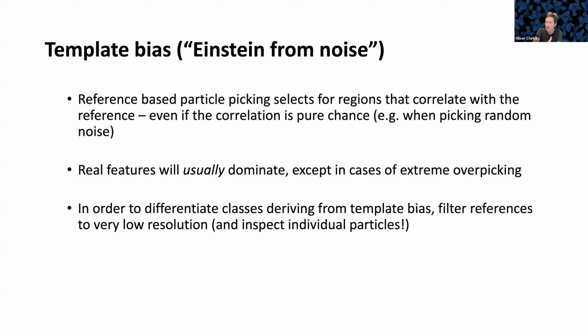But just to be on the safe side, an easy way to know that you're not going to get caught by something like this is to filter the references you're using for picking to much lower resolution than the features you want to see in your 2D classes. So if you filter your references to 20 angstroms, and then you see clear evidence of helices in your 2D classes, you can be pretty confident that what you're seeing there is real, because that information was not in the references that you're using for picking.